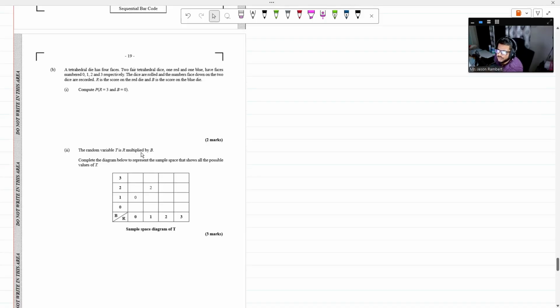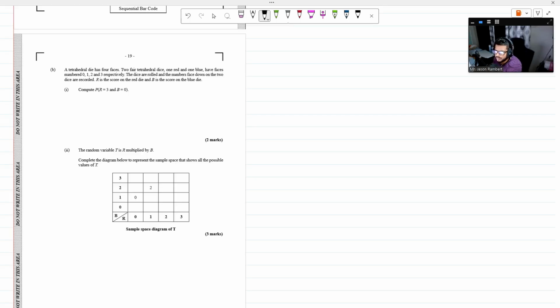A tetrahedral dice has 4 faces. 2 fair tetrahedral dice, one red and one blue, have faces numbered 0, 1, 2, 3 respectively. The dice are rolled and the numbers face down on the dice are recorded. R is the score on the red, B is the score on the blue. Compute the probability that R is 3 and B is 0. Draw a sample space diagram here, right? Just like how we have this one here. So we draw a sample space diagram.